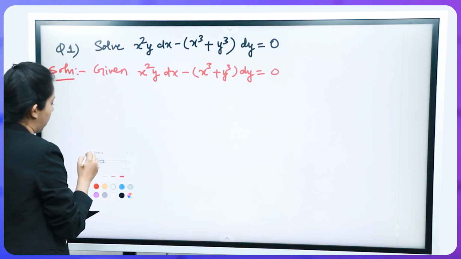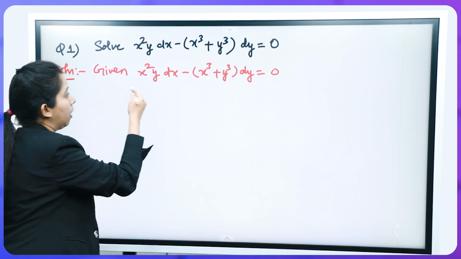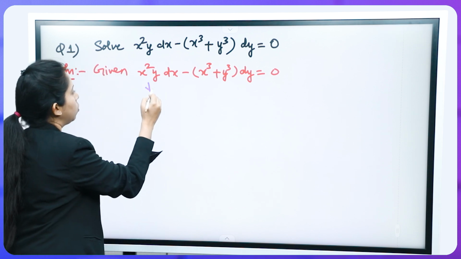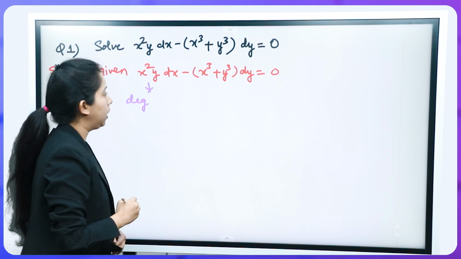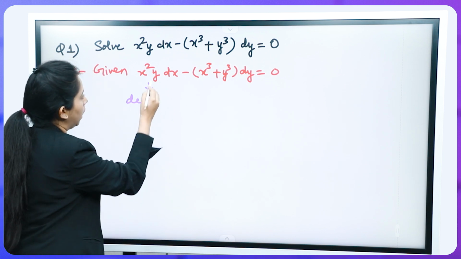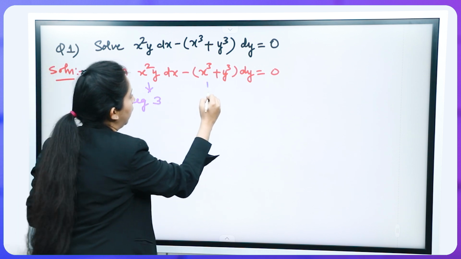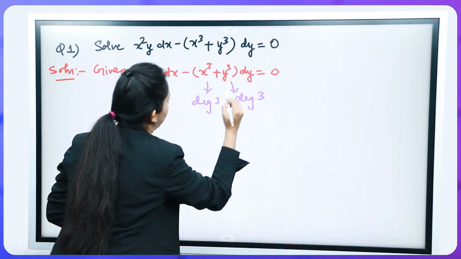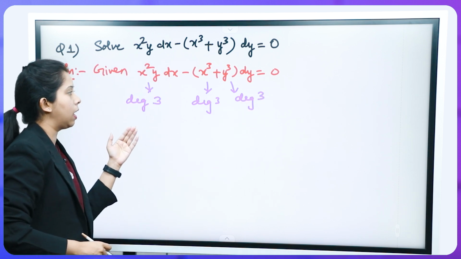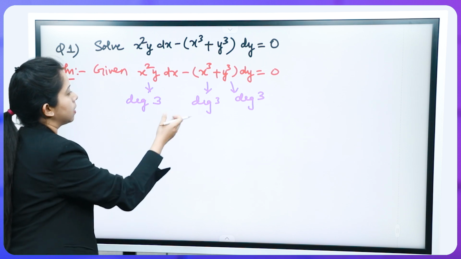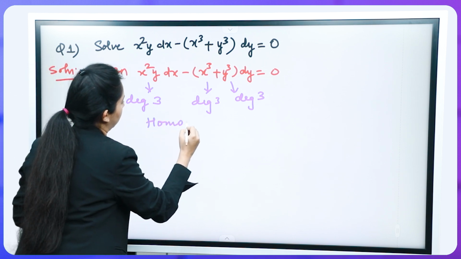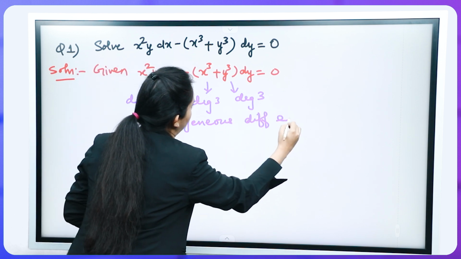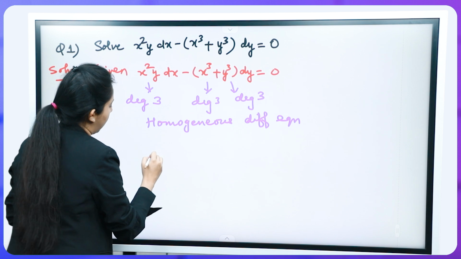First thing is you will have to check whether the given differential equation is homogeneous or not. For homogeneous, first we will have to check the degree of each term. Here the degree of the first term is 3, the degree of the second term is also 3, the degree of the third term is again 3. Since this differential equation has degree 3, therefore this is a homogeneous differential equation. We will mark this as equation number 1.